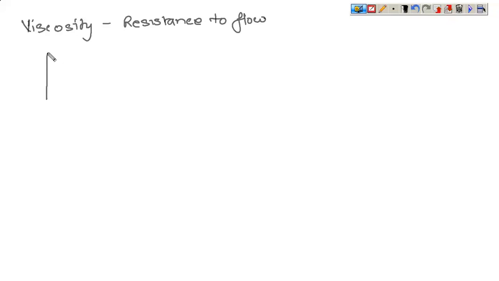So let us start with viscosity. Now, viscosity is resistance to flow. So what generally happens is, let us say that if you understand it in terms of stress and strain, if a load is being applied tangentially on a body, this leads to shifting of planes one over another.